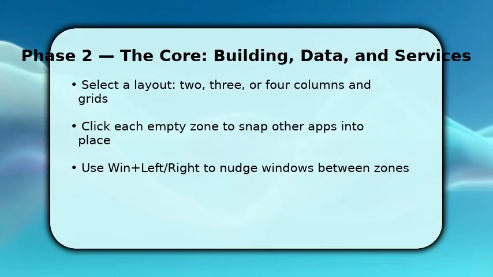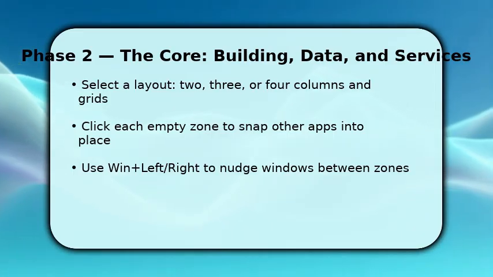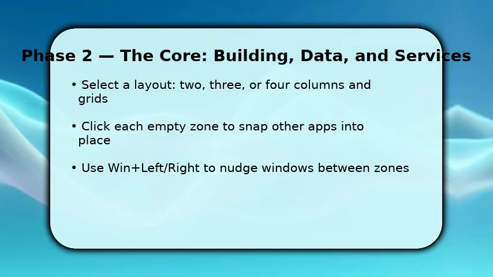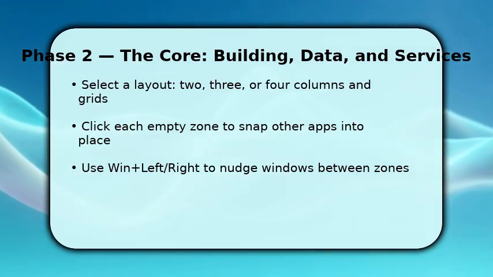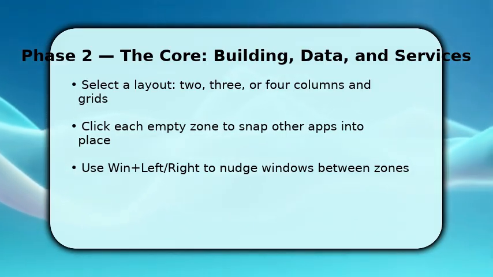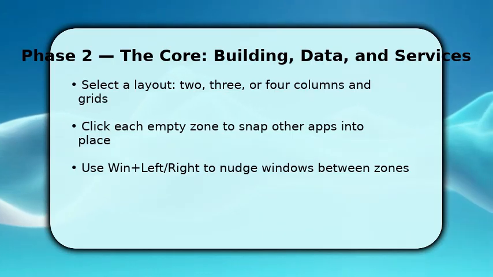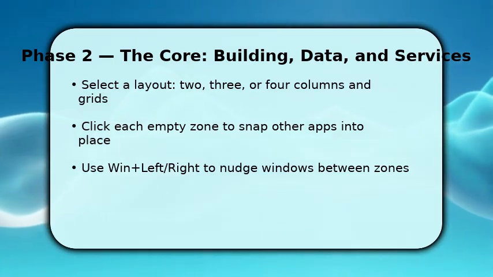Next, focus on execution. After choosing a layout, click each empty zone to snap additional apps. This method guarantees precise placement and avoids overlapping. If a window is in the wrong spot, use Win+Left or Win+Right to shove it between zones quickly. Make sure to resize within a zone if content needs more room. Drag the divider to adjust proportionally.